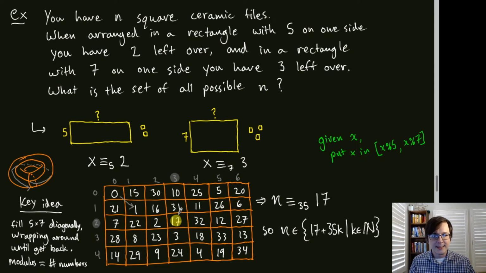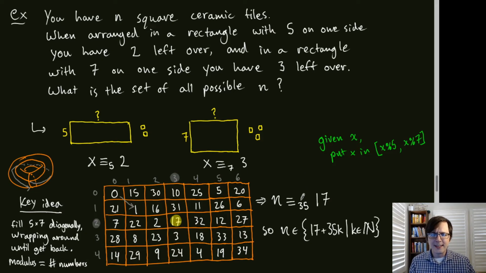And indeed, 17 mod 5 is 2, and 17 mod 7 is 3, and also no other number, 0 through 34, has these 2 remainders. So mod 35, it's 17. If and only if, actually, by this construction.